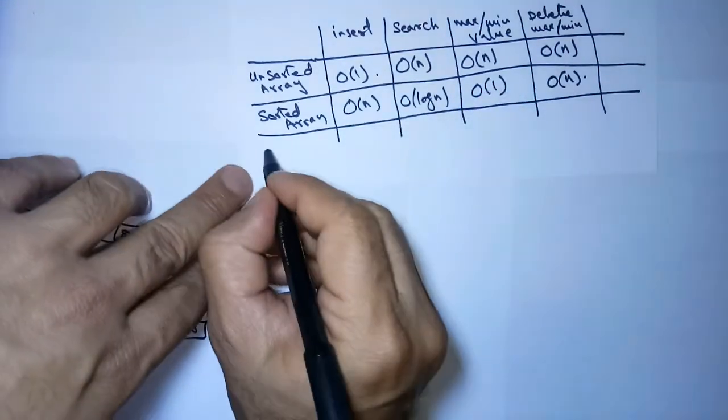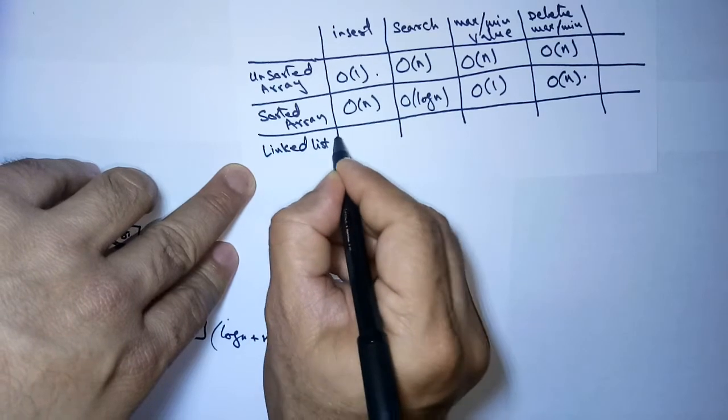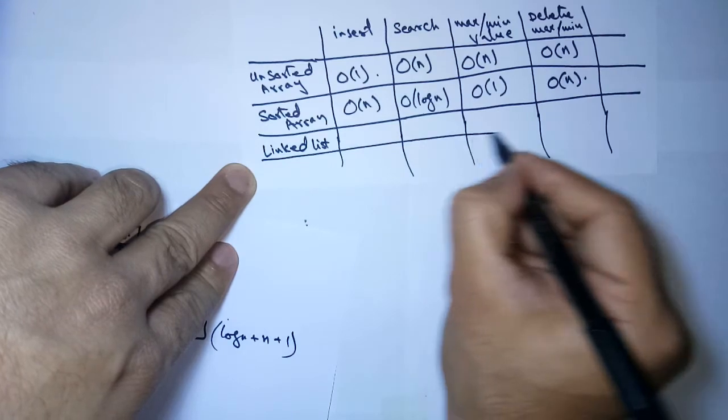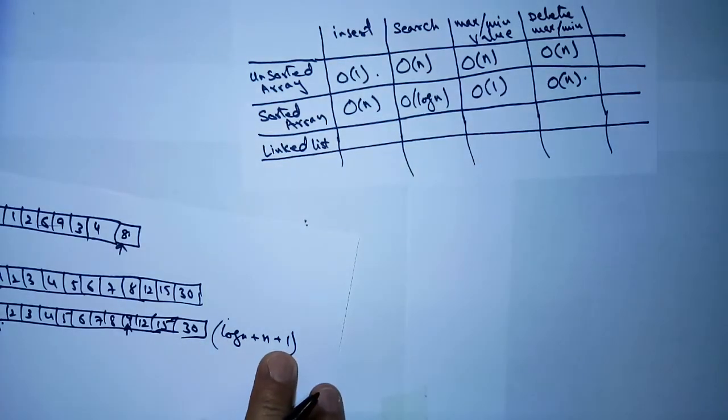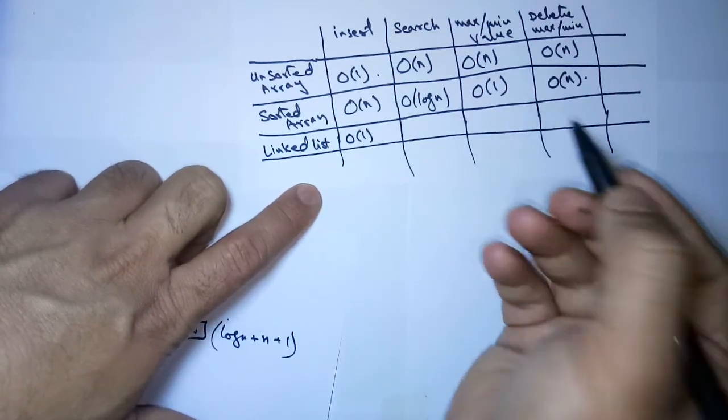Okay, now let me talk about the linked list. If I am using a linked list, how much time will each operation use? So if I am using the linked list, in order to insert, you can insert anywhere, right? That requires order of 1 time. You just need to update the pointers.